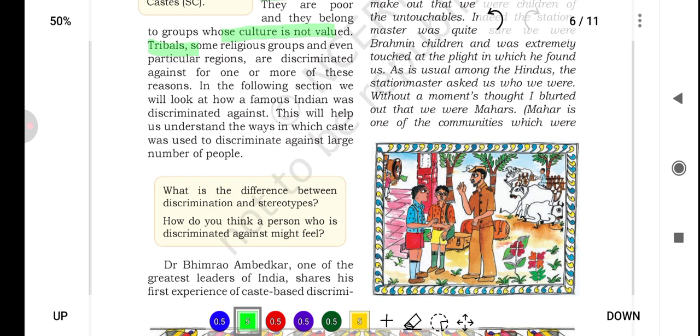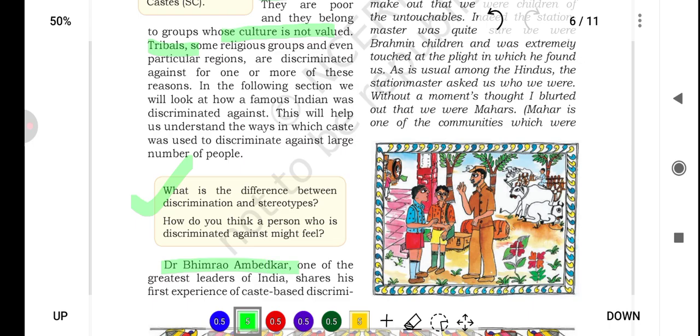In the following section, we will look at how a famous Indian was discriminated against. This will help us understand the ways in which caste was used to discriminate against a large number of people. So if you want, you can answer these questions in the comment section below. What is the difference between discrimination and stereotypes? How do you think a person who is discriminated against might feel?